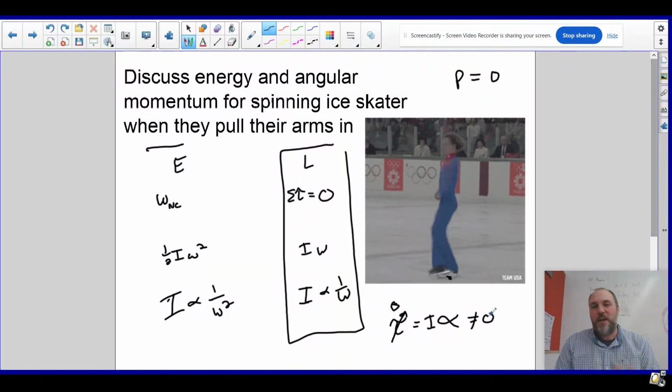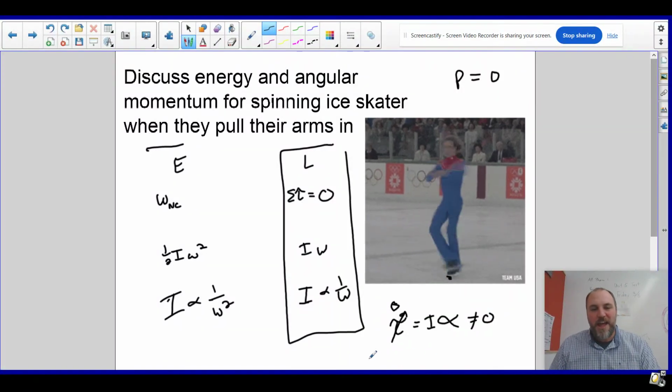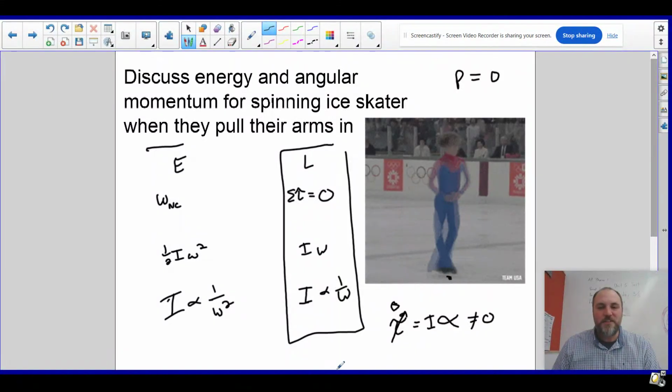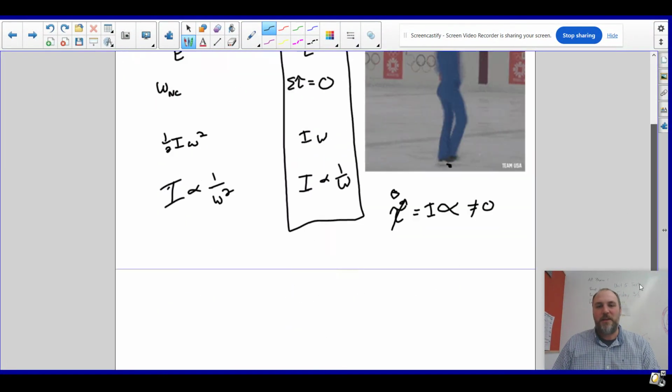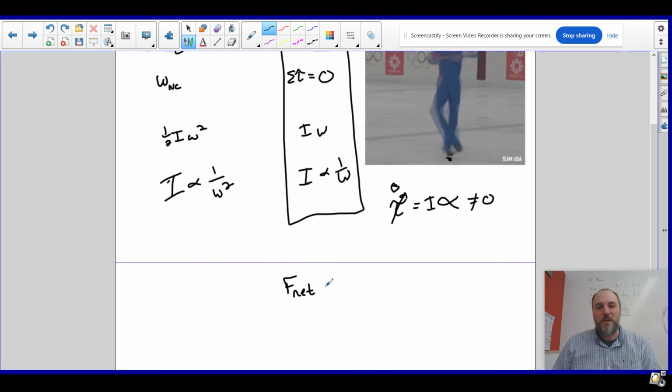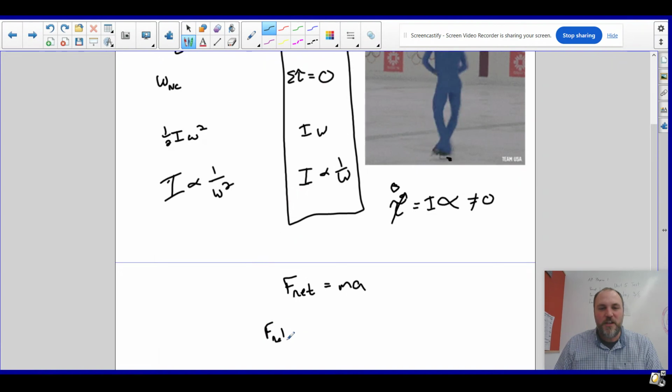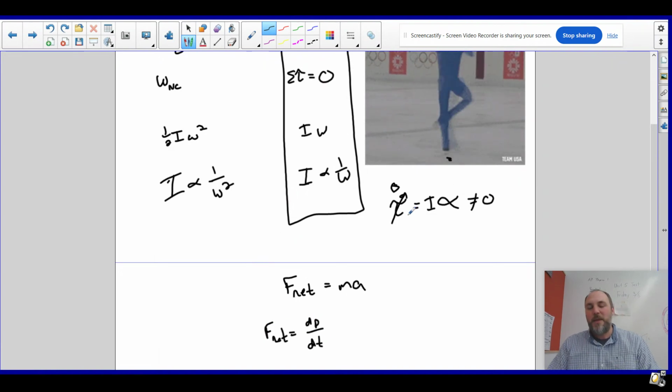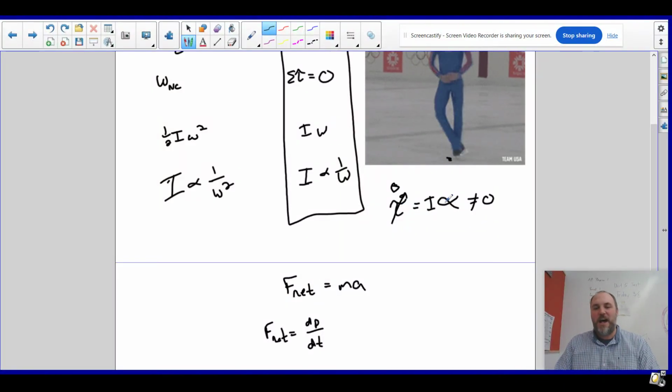So right now, if you're in Calc AB or BC, you would actually know that Newton's second law is not equal to ma. So F net equals ma. That's nowhere in Newton's paper. What Newton actually said is that net force is the derivative of momentum with respect to time. And that means torque is not actually I alpha. Torque is the derivative of angular momentum with respect to time. Now, if you're not in calculus, that doesn't make a whole lot of sense. Go ahead and skip to the next slide.